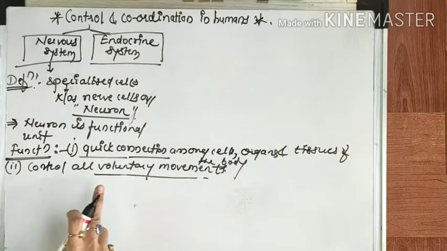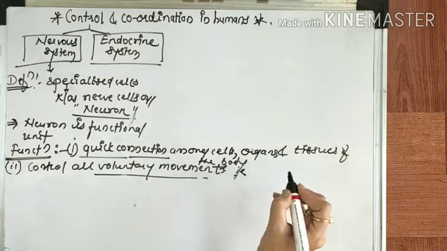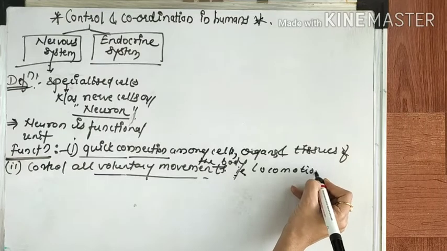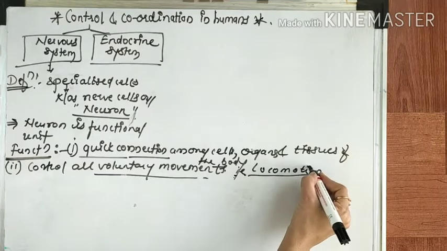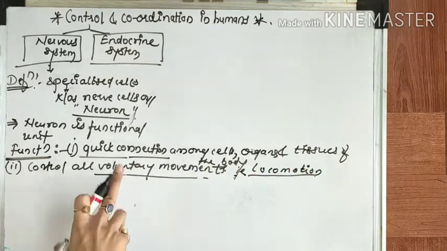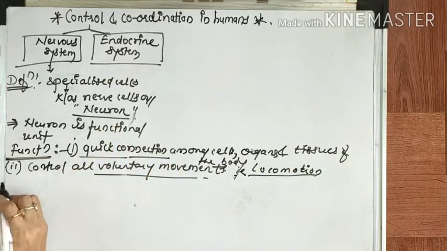So all this voluntary control is controlled by the nervous system. For example, locomotion. What do you mean by locomotion? In voluntary control I am giving you the example of locomotion. What do you mean by locomotion? The movement of the body from one place to another place. Okay, that is controlled by the nervous system.